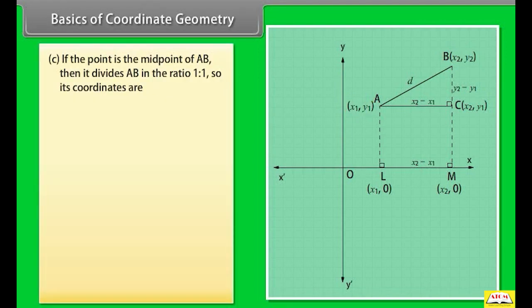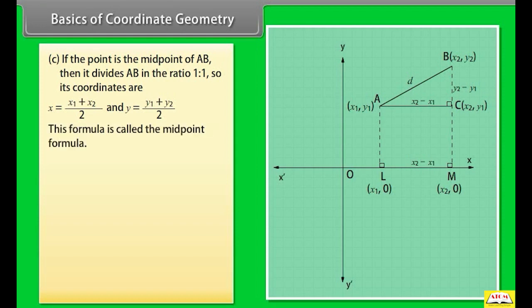If the point is the midpoint of AB, then it divides AB in the ratio 1:1, so its coordinates are x equal to (x1 plus x2) by 2 and y equal to (y1 plus y2) by 2. This formula is called the midpoint formula.